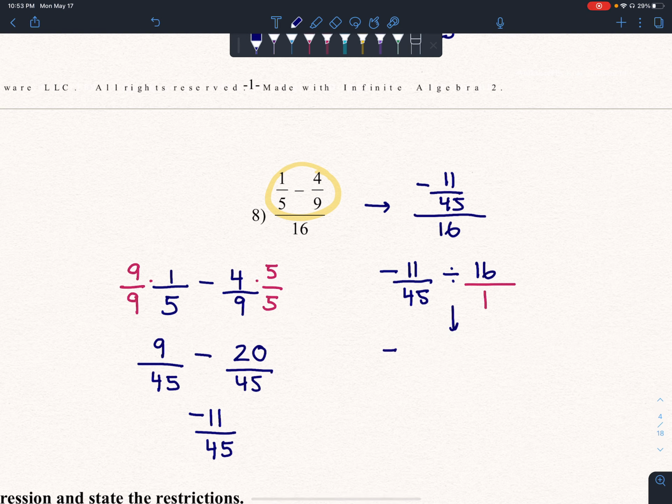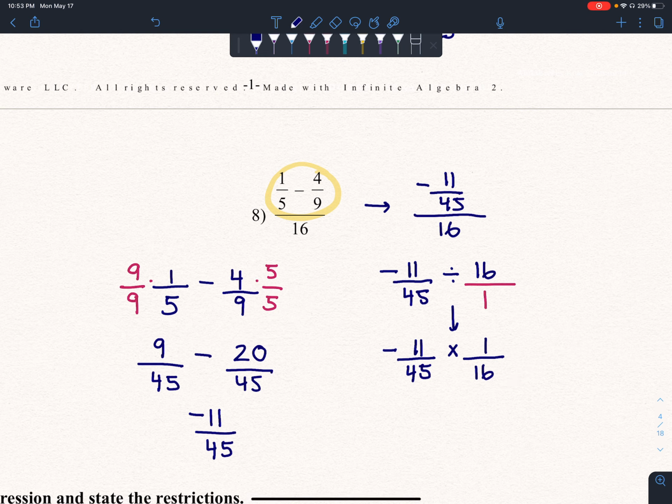So when we rewrite this, negative 11 over 45 times 1 over 16. And this is actually a very important idea, that dividing by a number is the same thing as multiplying by 1 over that number. Representing dividing like this is a very, very important skill.